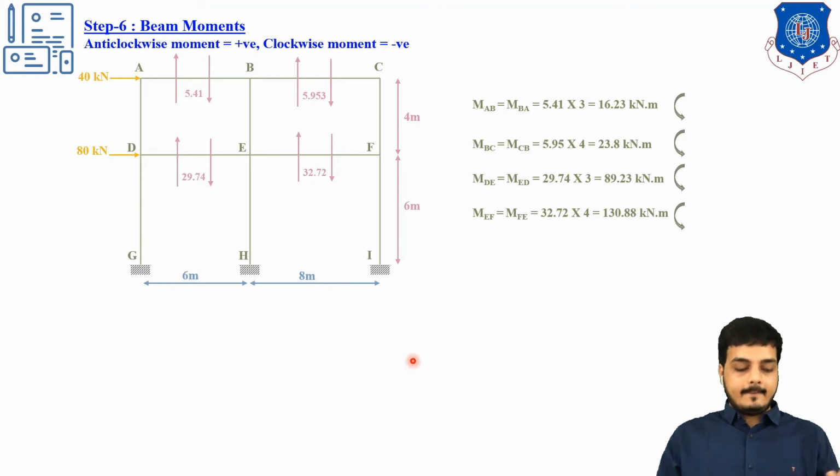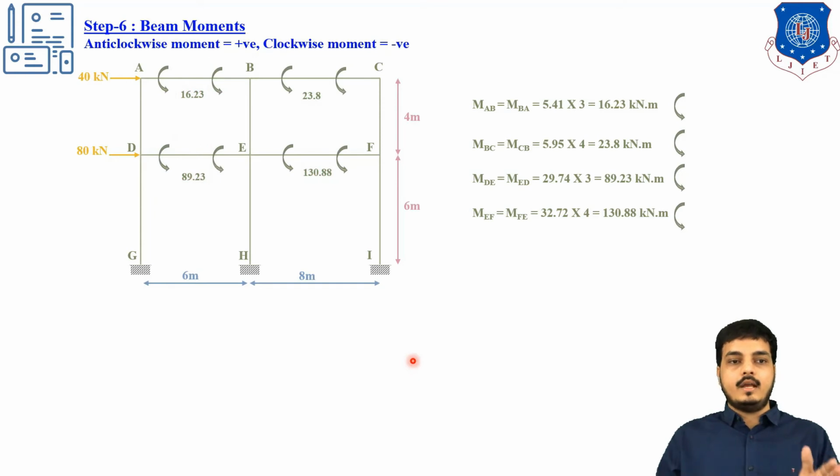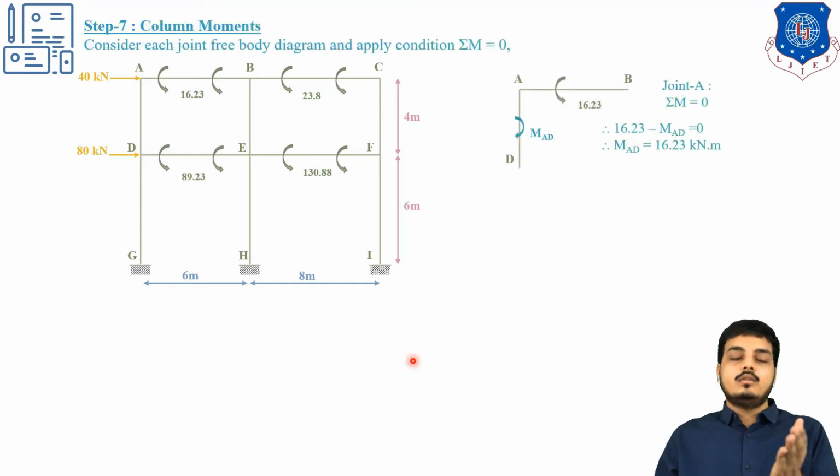So what we did, with the help of column axial force, we have found out beam shear. With the help of beam shear, we have found out beam moment. Now with the help of beam moment, look, I have placed the respective value of beam moment. We will be finding out the column moments by the summation of moment at a particular joint equals 0.